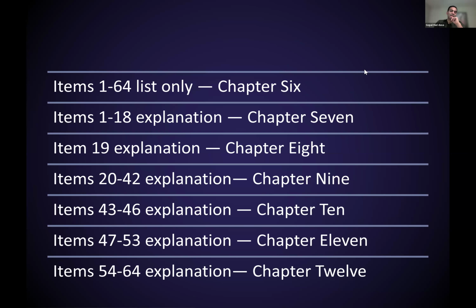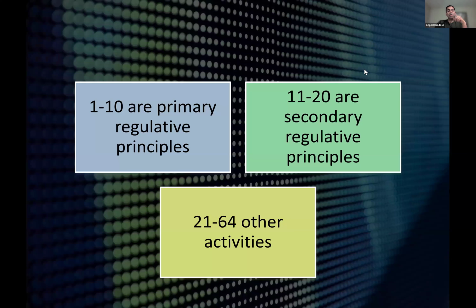So we will see how these unveil. There are some items that are most important, 3 items that are most important, and 5 items that are most potent. So that also is going to be part of this discussion. Items 1 through 10 are primary regulated principles. 11 to 20 are secondary regulated principles. And 21 to 64 are other activities of devotional service.